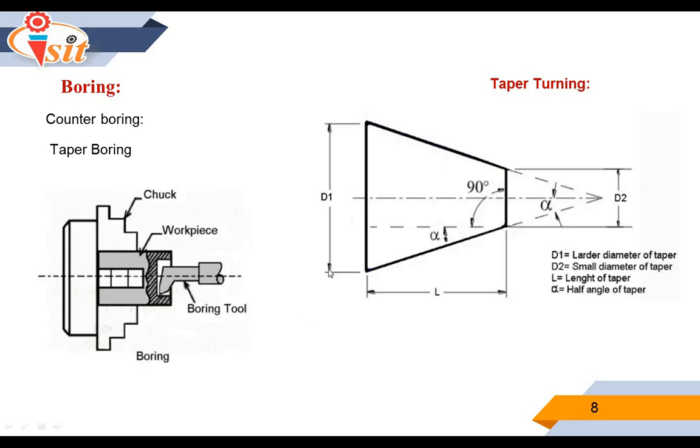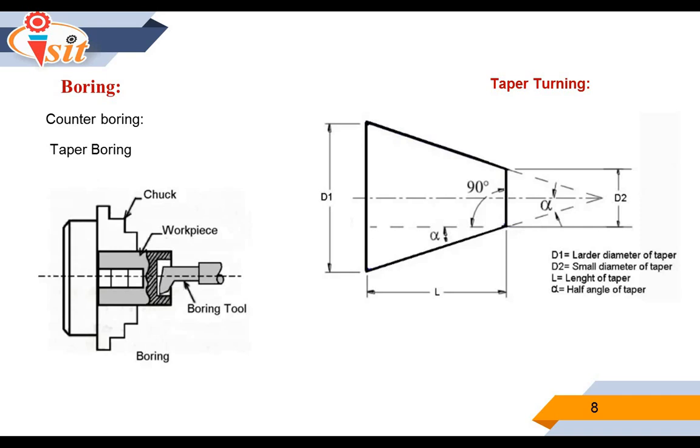Okay. So counter boring is the operation of enlarging the end of the hole through a certain distance. It is similar to the shoulder work in external turning. The operation is similar to boring, and plain boring tools or a counter bore may be used here. The tool used is called a counter bore, and the speed is slightly less than drilling.